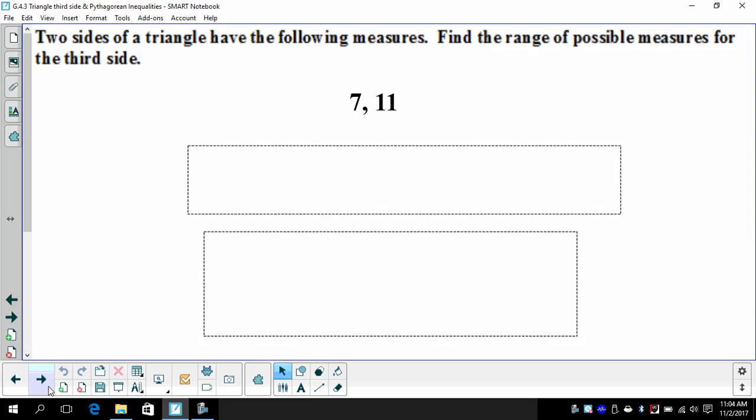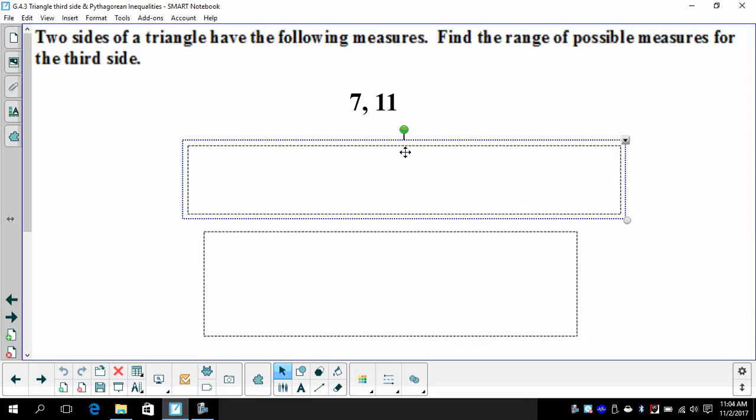So let's do an example here. I'm given two lengths of a triangle that I want to build. I want to build a triangle with length 7 and length 11. And I want to find all the possible measures that I can use to build the triangle. So remember that the two smaller sides in a triangle have to add up to be more than the third side. Keeping that in mind, this is what we're going to do.